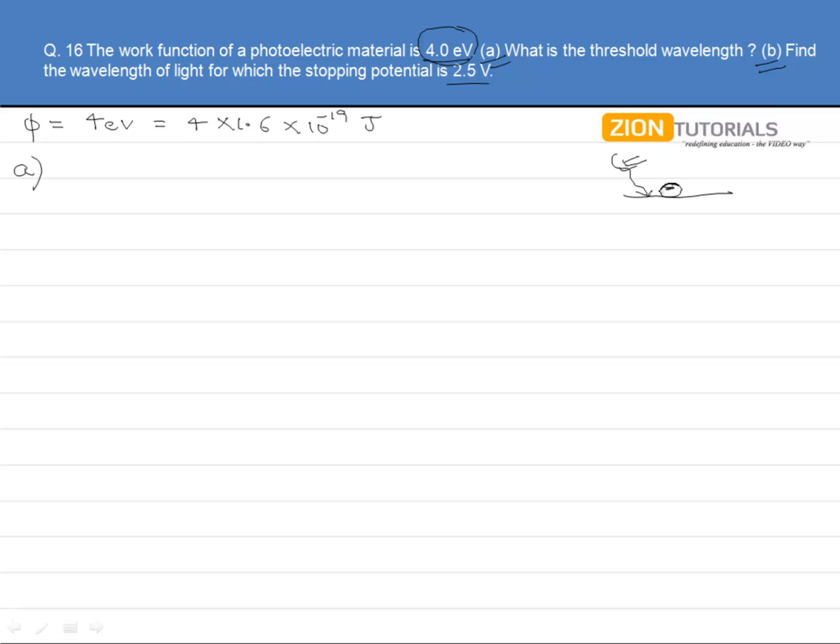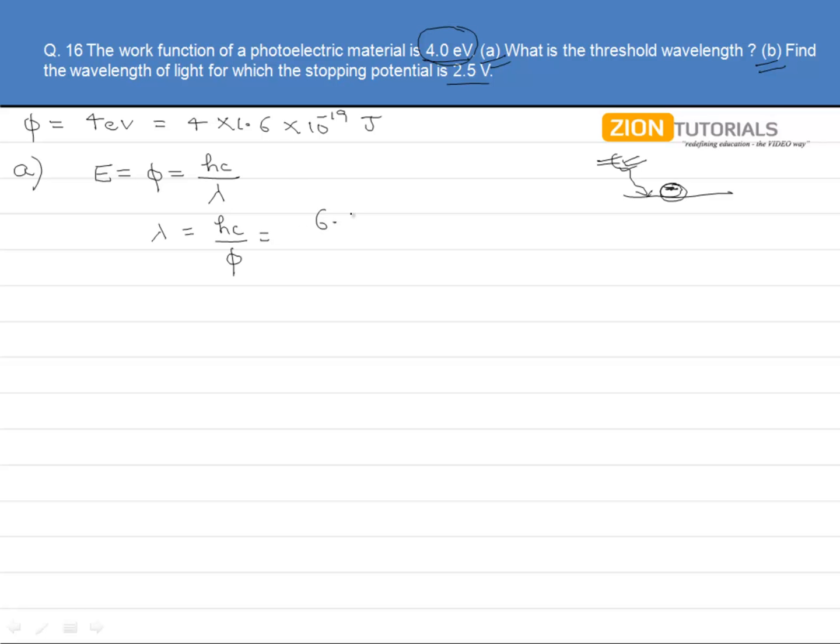This energy, right now the kinetic energy is zero. This means this electron has been provided only with the work function of the material. This means that the energy associated with the light wave was just equal to the work function. So we can say that the energy is equal to phi for this light wave, which is also equal to hc by lambda, and we need to find the lambda only. So lambda is basically hc by phi.